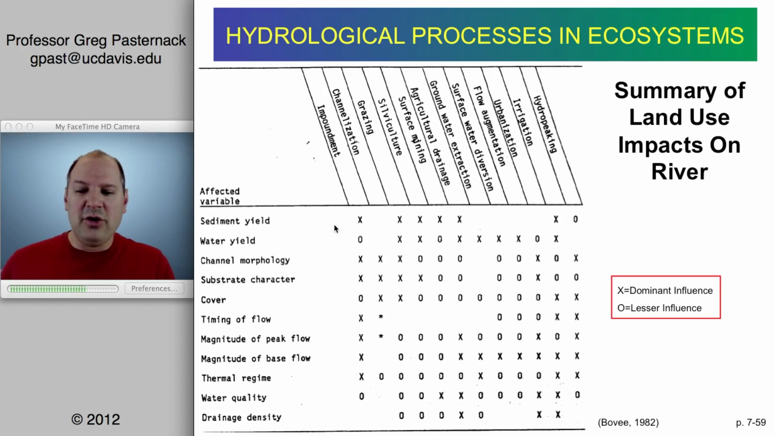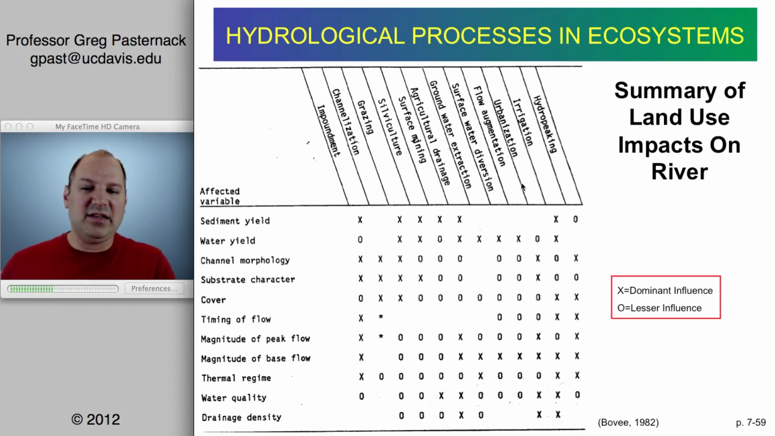Here's a variety of other consequences that take place and what causes them. On the top are different kinds of human policies and land uses, like impounding water, channelizing rivers, grazing, silviculture, all the way to irrigation. And hydropeaking is when you run a dam to release large amounts of water for a short period of time for power production, and then you just turn the water off altogether to hold back water when you don't need any power production. And then X indicates a dominant influence, and O a lesser but significant influence.